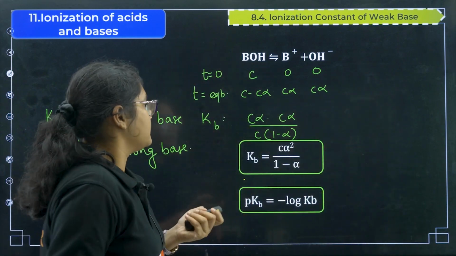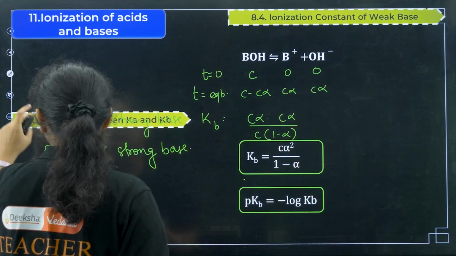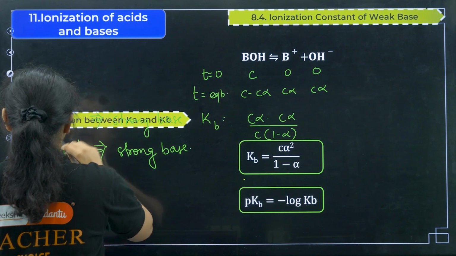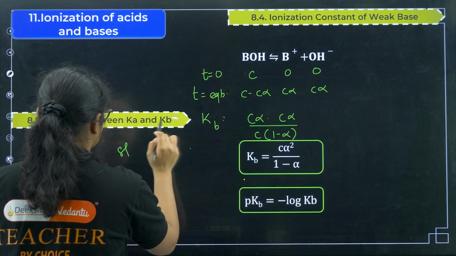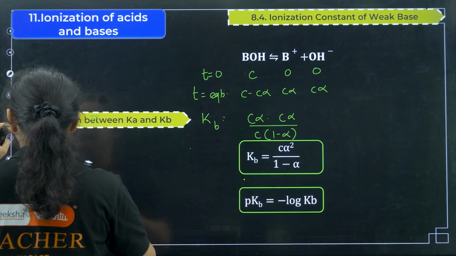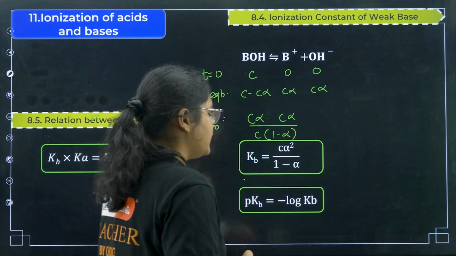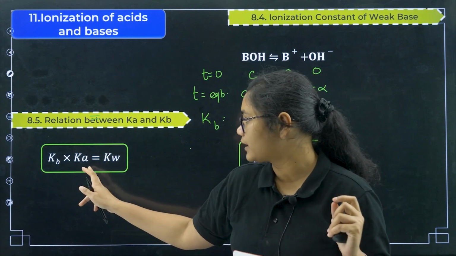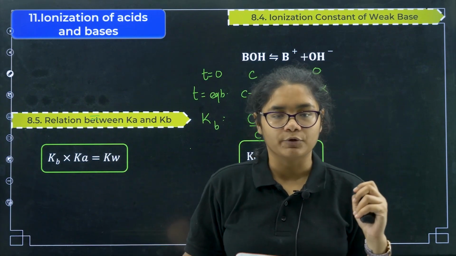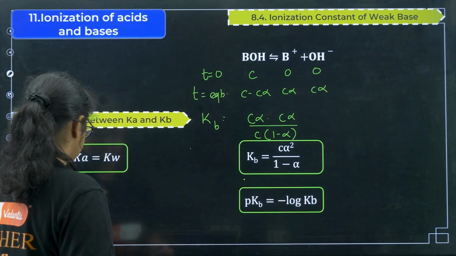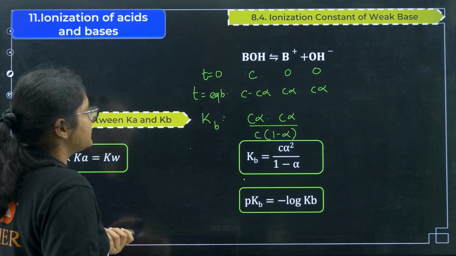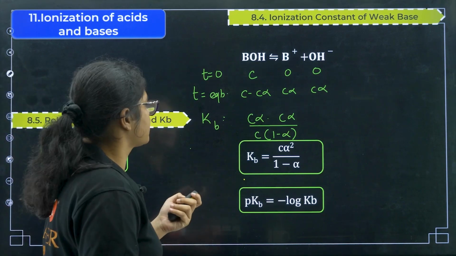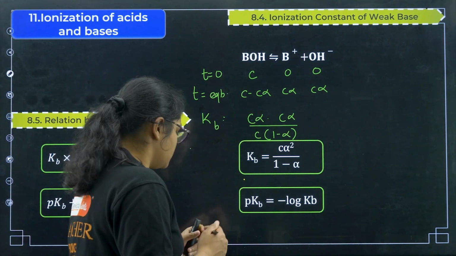Okay, fine. Now we'll go to the relation between your Ka and Kb. This also you should remember: what is the relation between Ka and Kb? So Ka into Kb is equal to Kw. Okay, Ka into Kb is equal to Kw. That is the relation that you should know. Next, I hope all of you are writing all these formulas. Please note down all these formulas. Next, there is one more thing.